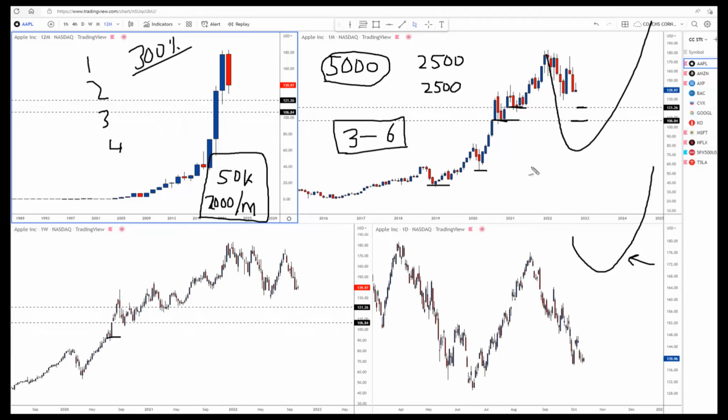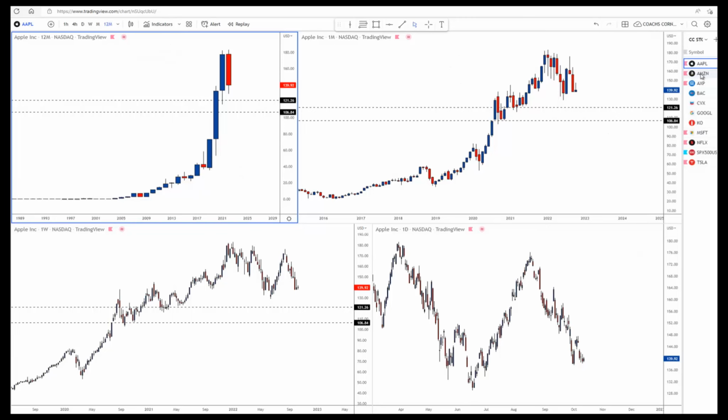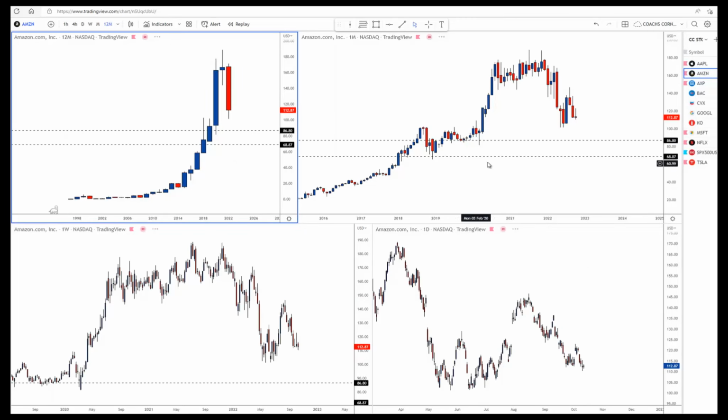Okay, so that's for the Apple. Amazon is next one. What is the yield chart doing? Is it up or down? Well, it's heavily up, heavily up.